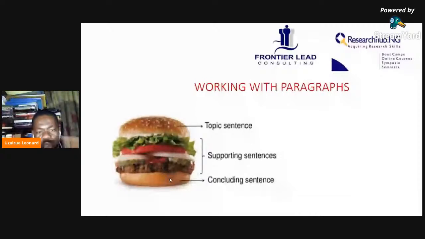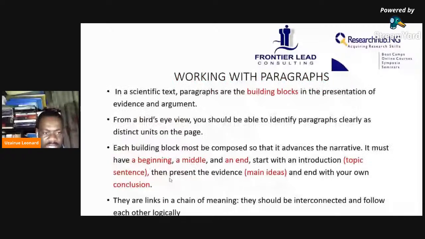Now, your topic sentence should be followed by your supporting sentences, which in a way give substance to your paragraph. Now we are still dealing with working with paragraphs.